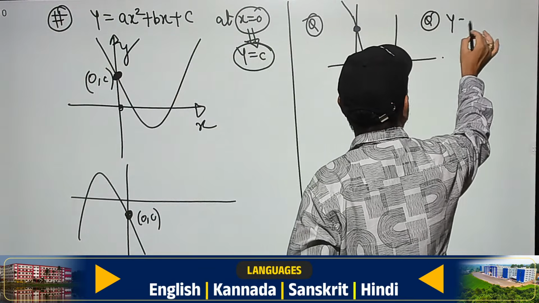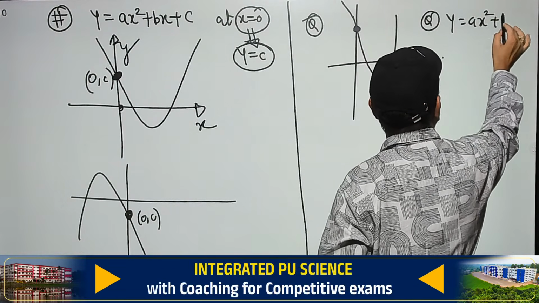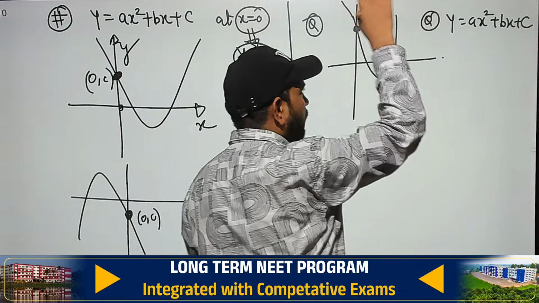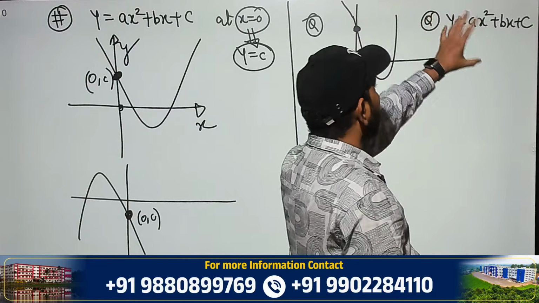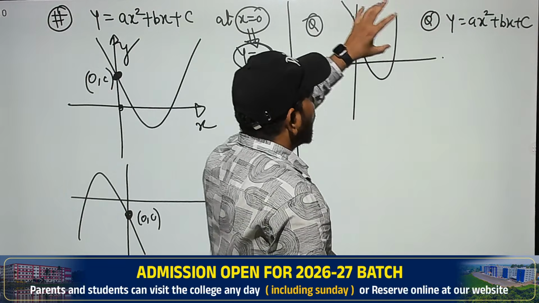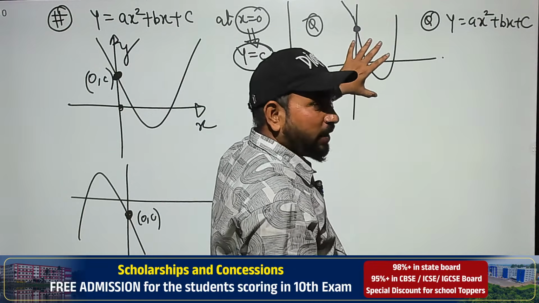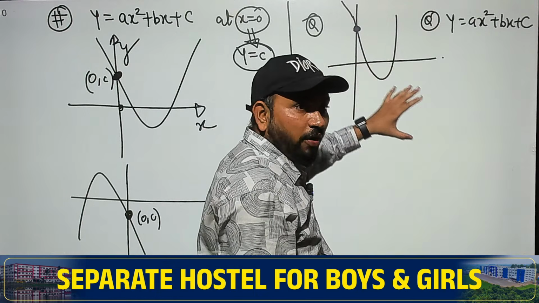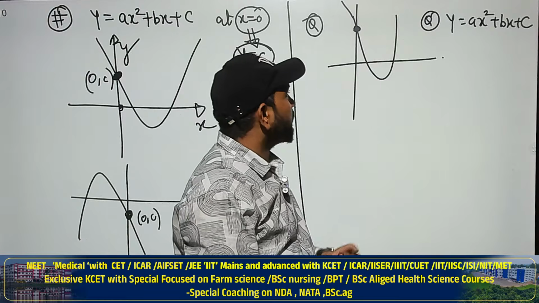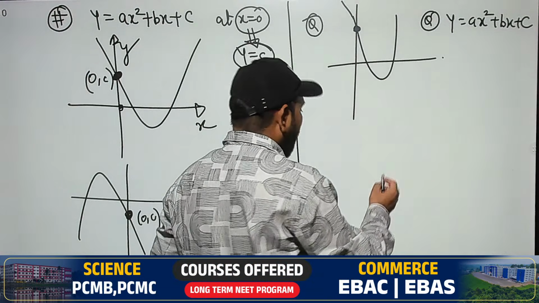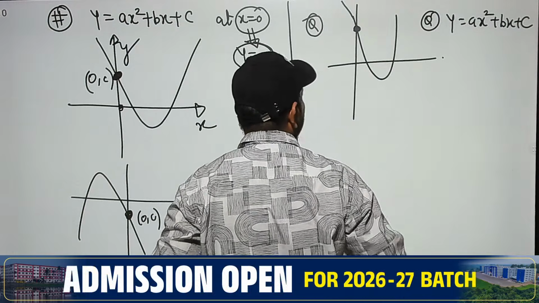y is equal to what? y is equal to ax square plus bx plus c. This is the graph of this function. I have given the graph, but now I am asking what the signs of a, D and c are. So actually you can identify from here what is happening.